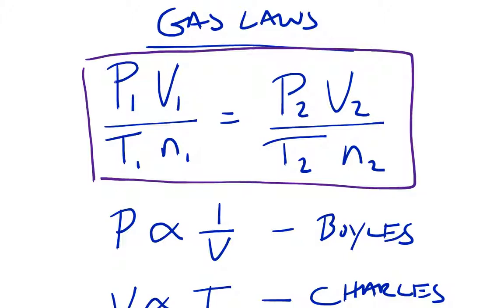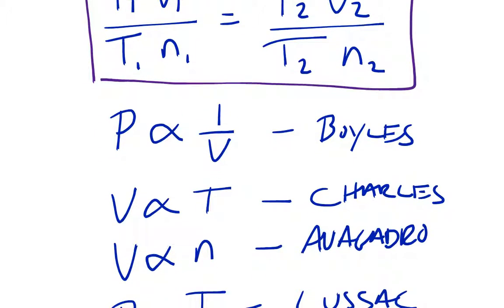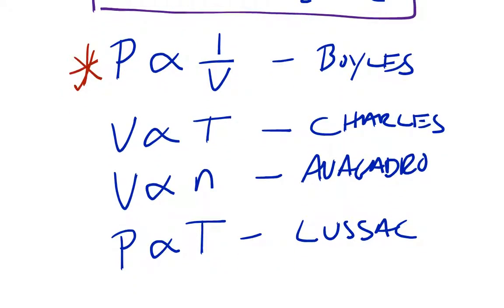So Boyle's law relates pressure and volume, and pressure is indirectly related to volume. This is the only one that's different. Okay? Charles' law is the direct relationship between volume and temperature, which means as volume goes up, temperature goes up.